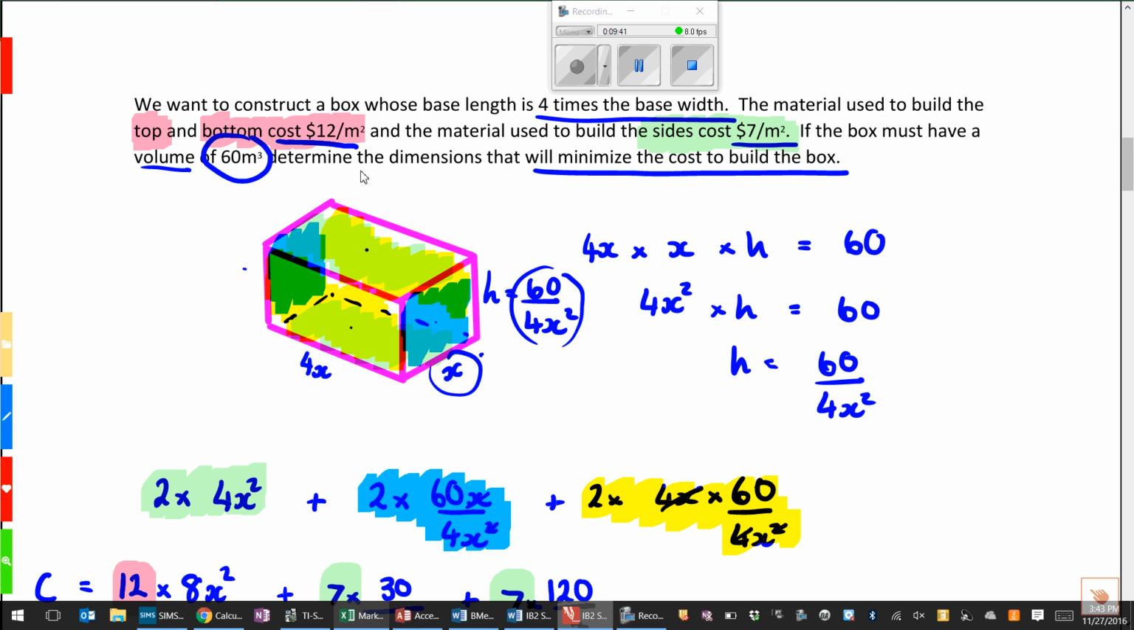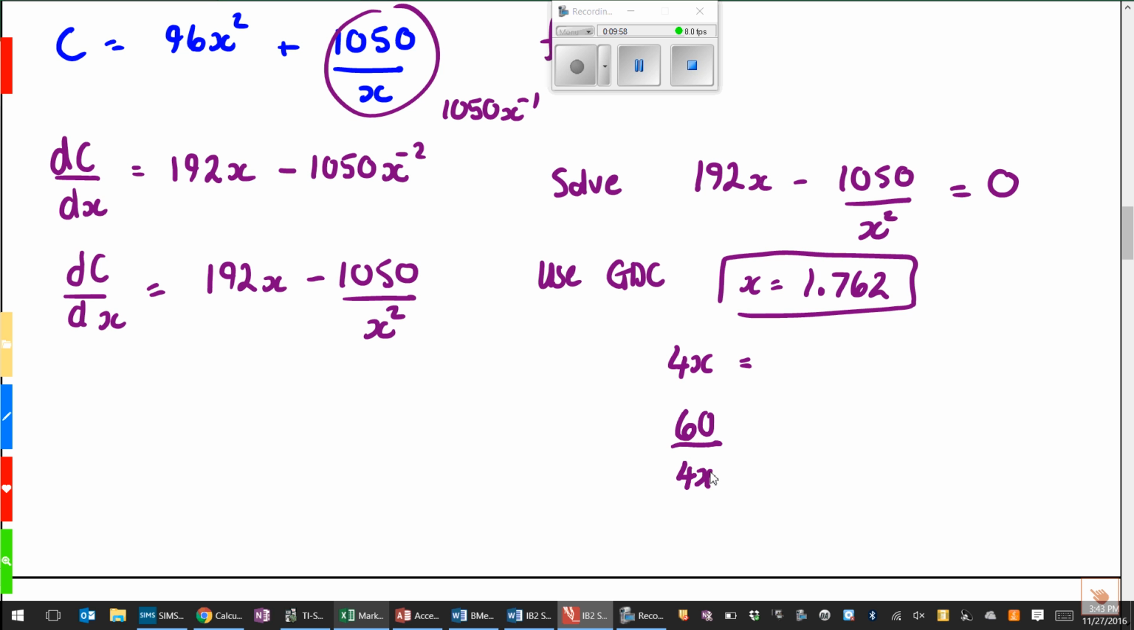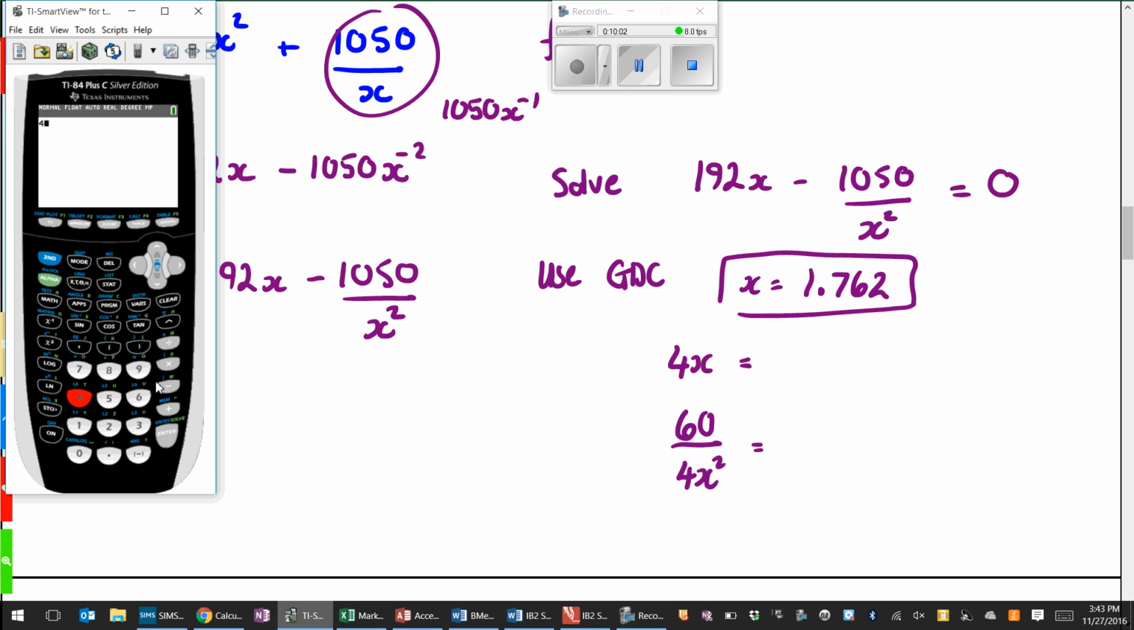We just need to make sure that we're actually answering the question, because the question says determine the dimensions that will minimize the cost of the box. So I know x, so that's one dimension, but then I've got 4x, and I've got the 60 over 4x squared to deal with. So we've got 4 times 1.762, which is 7.048.